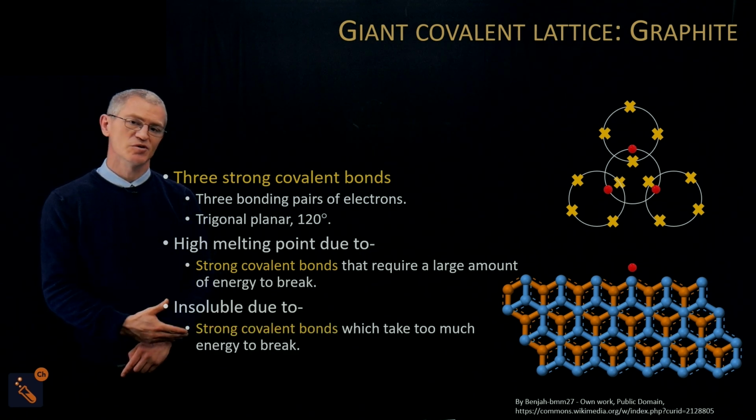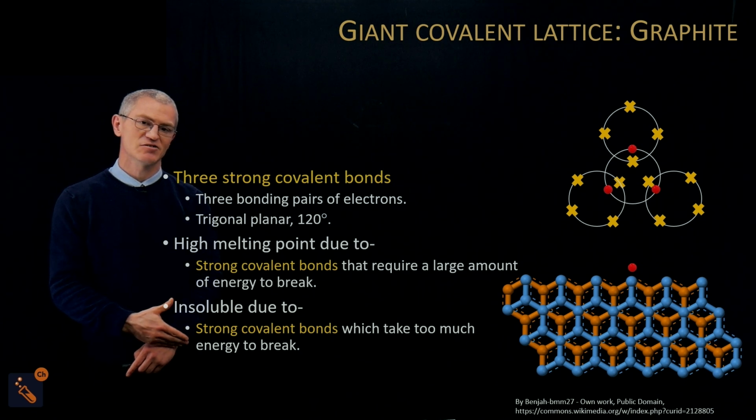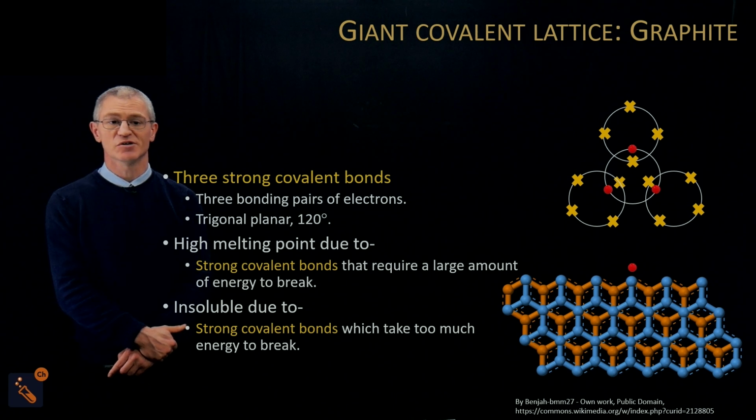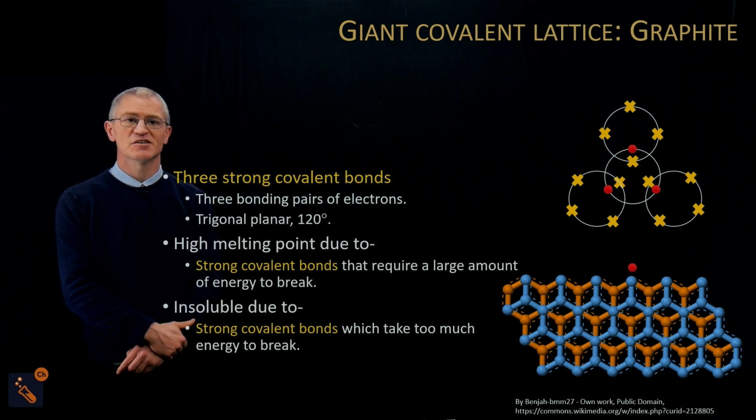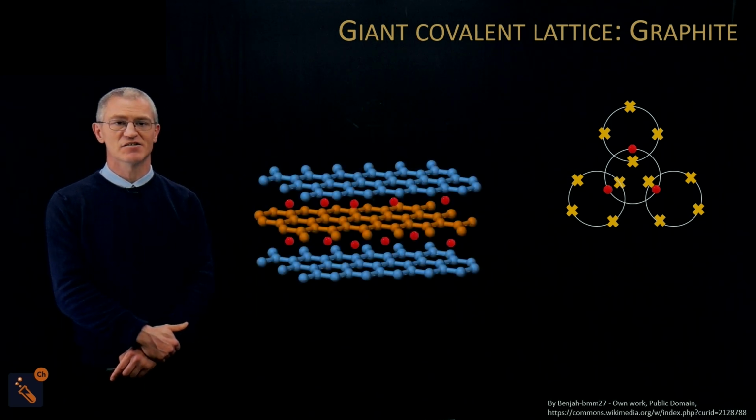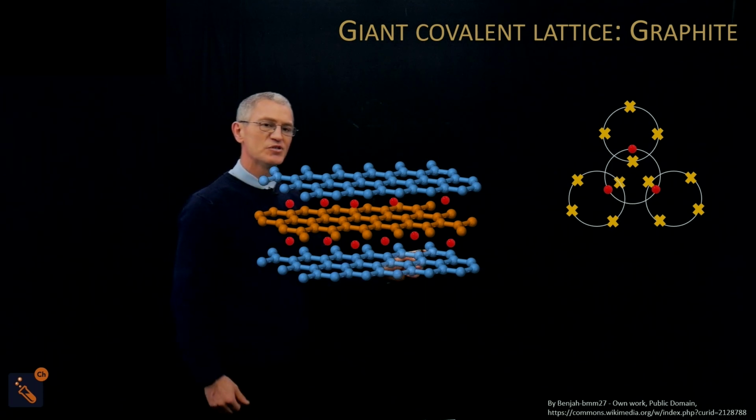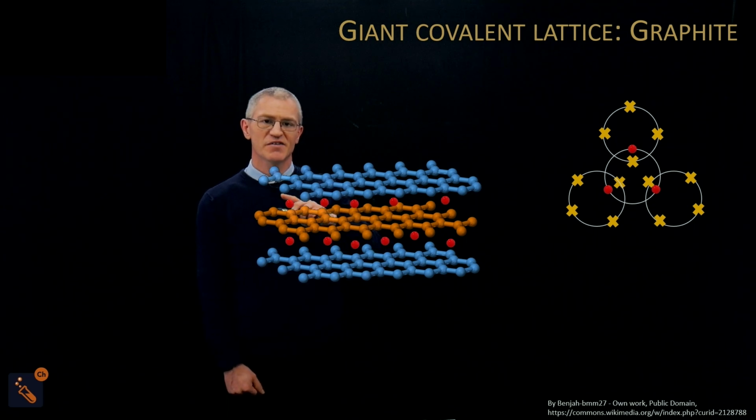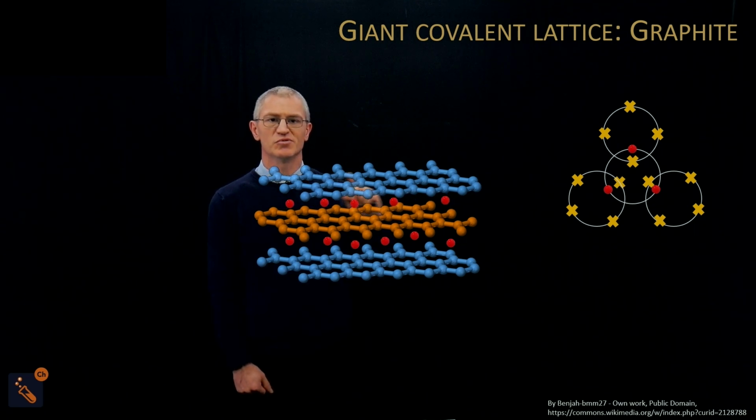It also has the same property in that it is insoluble due to the strong covalent bonds, which take too much energy to break. Now let's look at another property. So let's take that delocalized electron and put it in between the layers. Now in graphite, you have these layers, which I showed you in the previous slide, but here we've got the layers sitting on top of each other.